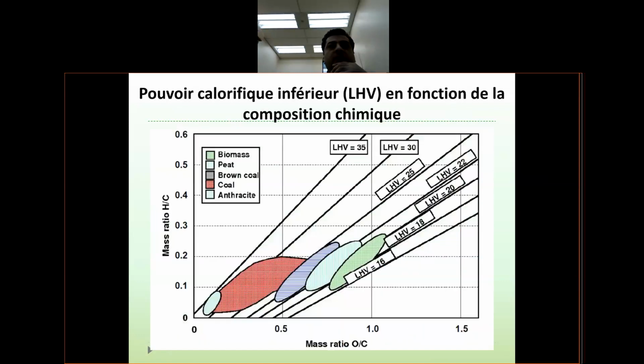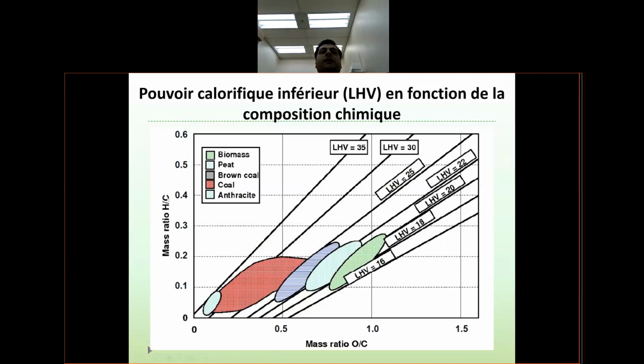But before we reach that point about drying, let's have a look at this very interesting diagram. This diagram is comparing different fuels, from biomass, peat, brown coal, coal, and anthracite, with respect to elemental composition. So when I say elemental composition, I mean elemental oxygen, elemental carbon, and elemental hydrogen. In this diagram, on the x-axis, we have the mass ratio of elemental oxygen over elemental carbon, and on the y-axis, you have the mass ratio of elemental hydrogen over elemental carbon.